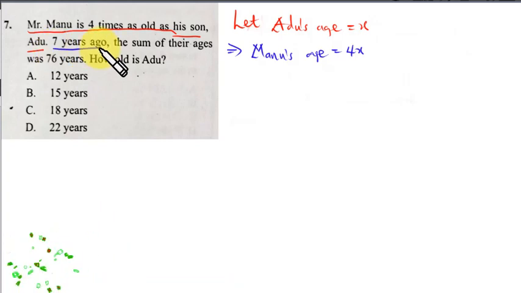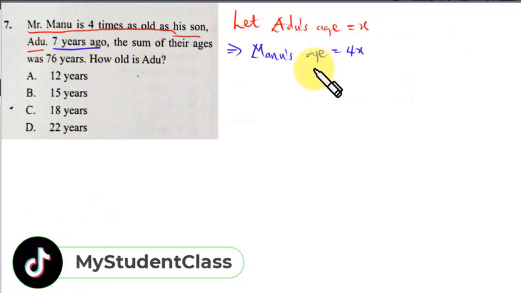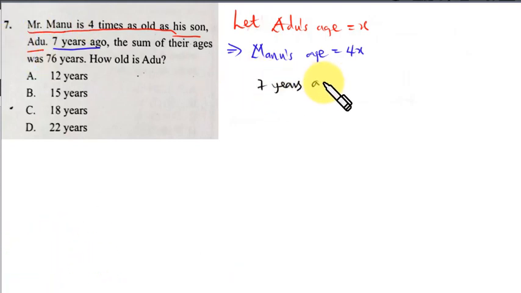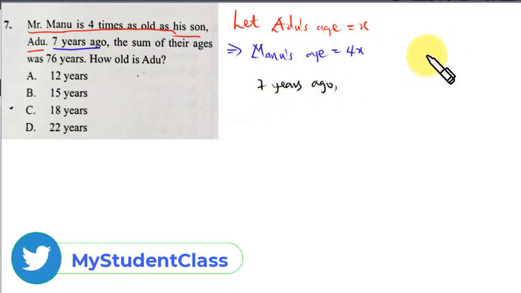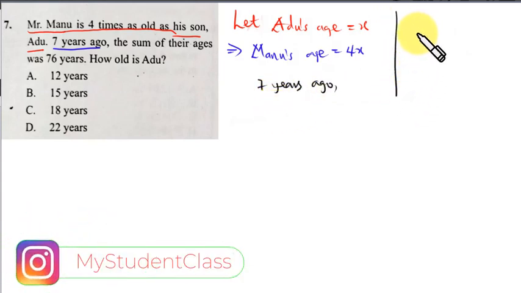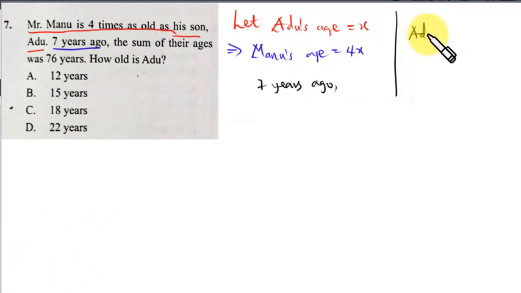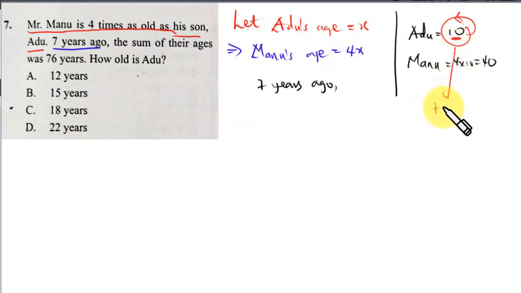It says that 7 years ago. Now 7 years ago, we are referring to the past. 7 years ago is a period. So let's put it down. 7 years ago. Now we have to be very careful here. Let us try to look at this again. Let us assume that Adu is say 10 years now. If Adu is 10 years now, then what do you think will be Mr. Manu's age? Of course, it will be 4 times 10, so Mr. Manu will be 40 years. So if Adu is 10 years now, then what do you think was his age 7 years ago? It means that 7 years ago Adu was not 10 years.